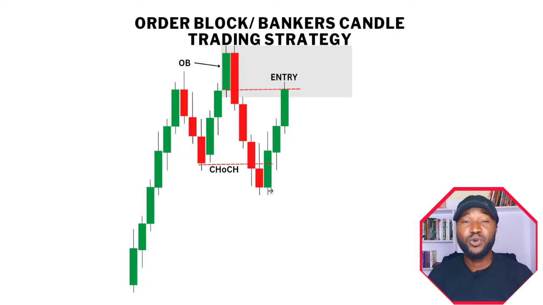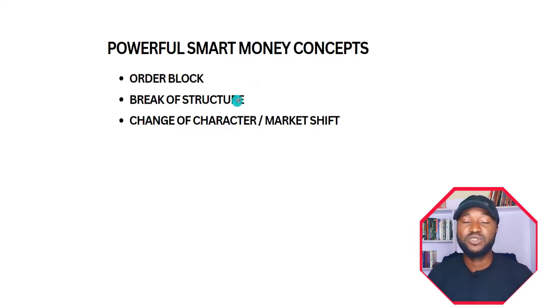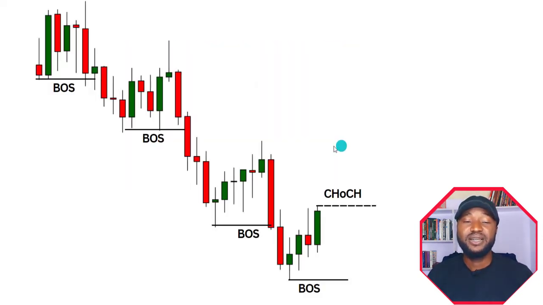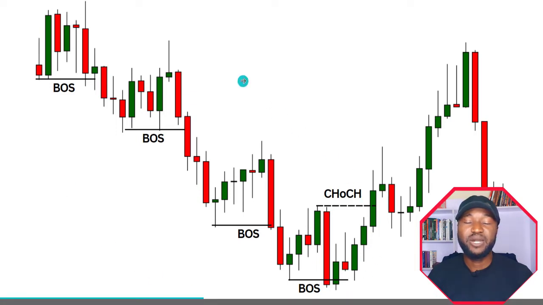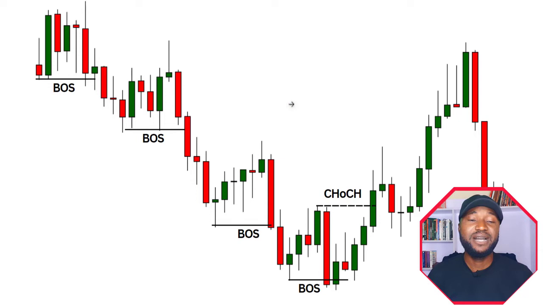And if you want to know more about the smart money concept, you can watch all the videos in this particular playlist. So let's go to the next thing, that is break of structure and change of character. On this particular chart, I decided to map out break of structure and change of character just to explain it to you. So we have a downtrend.